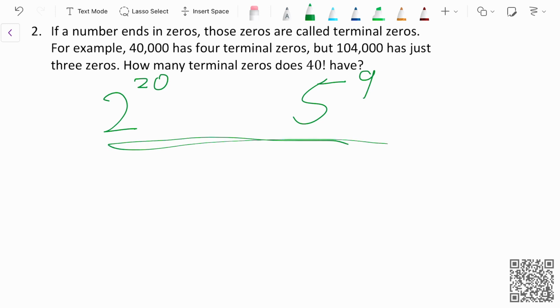So in science, it is called a limiting factor. Taking that idea, since we only have nine 5s, the 2s are sort of just held back because they can't make any more 10s without any 5s. So we only have nine 5s. So the most amount of 10s we can make is 9, which is also the amount of terminal zeros that you can make.